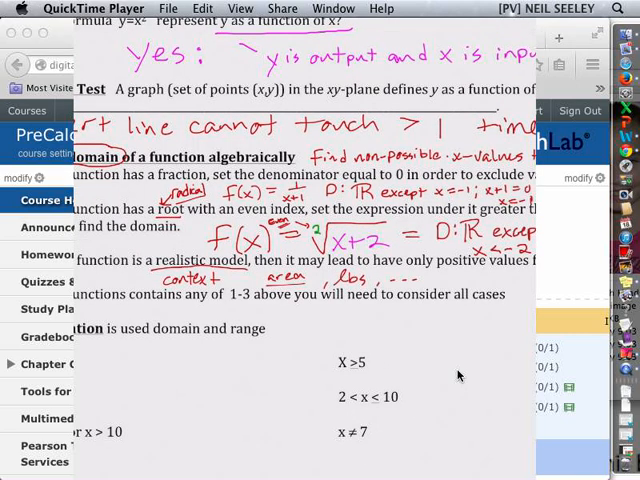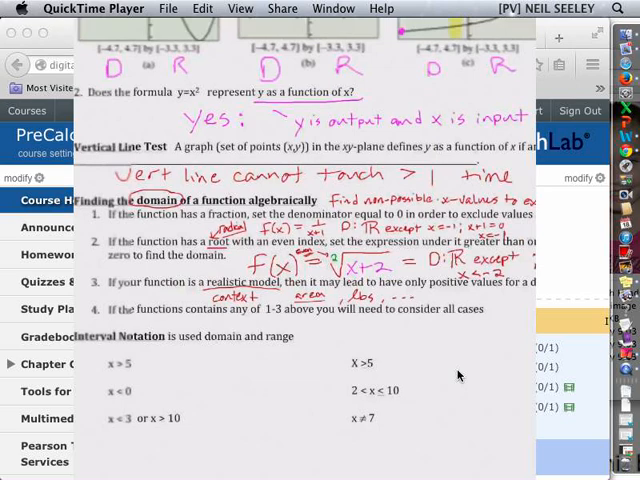Etc., etc., etc. If the function contains any of 1 through 3 above, you will need to consider all cases. That just means, if you're dealing with denominators, you set them equal to 0 and find out where the restrictions are. If you're dealing with even radicals, you set the radicand to be less than 0 and find out what the restrictions are. Anything else should fall nicely into place, so I'm going to leave it at that.